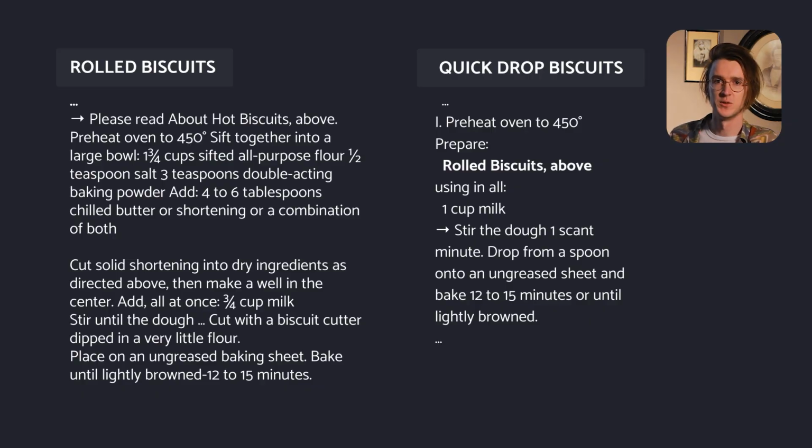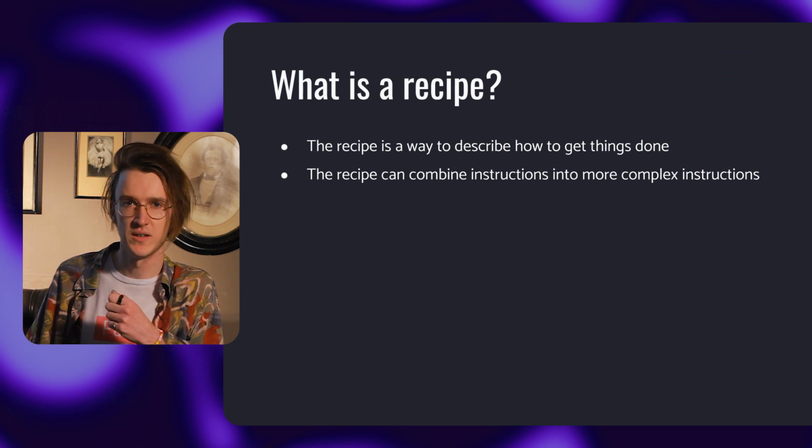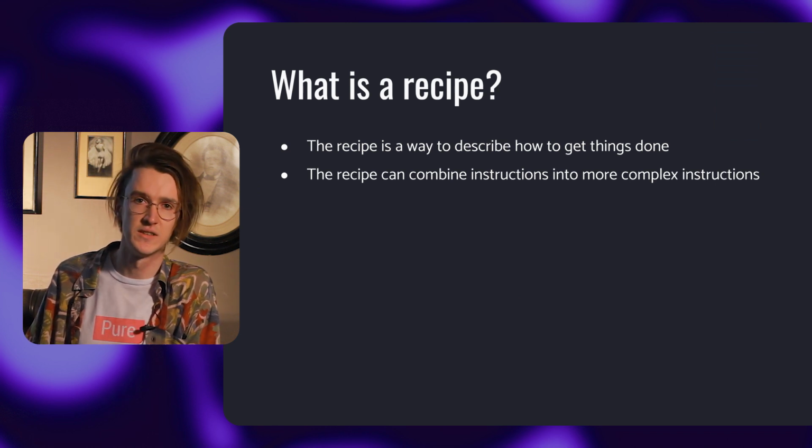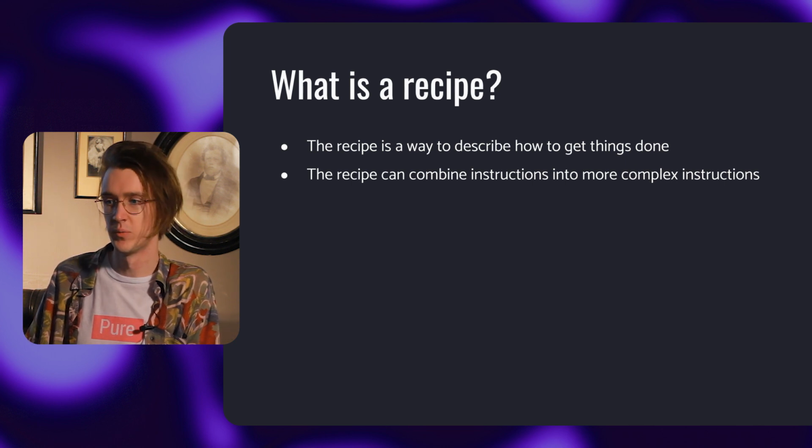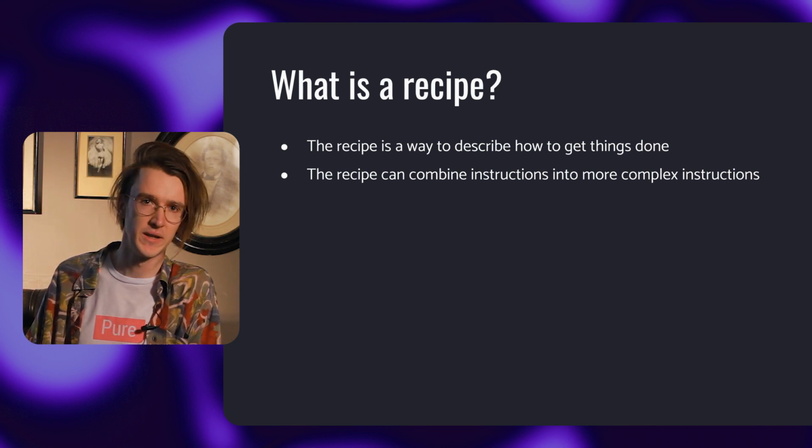First, we have to preheat the oven. And then we have to prepare the dough. But notice how instead of listing the exact instructions, the recipe just says prepare the part of the other recipe and then use the results here. Let's sit with it for a second. The recipe is a way to describe how to get things done. And the recipe can combine instructions into more complex instructions.